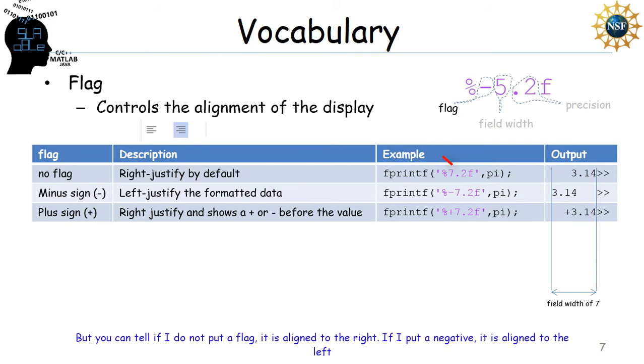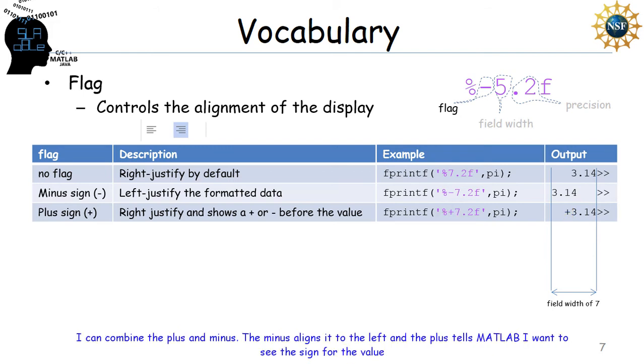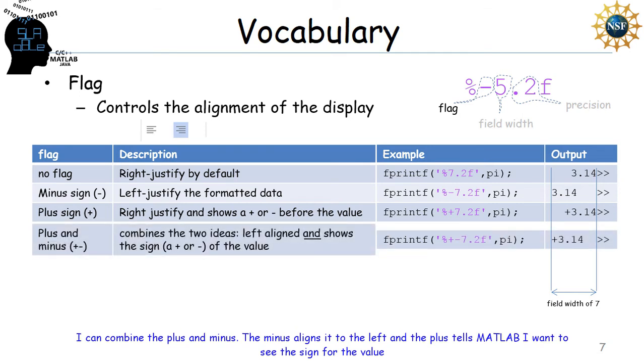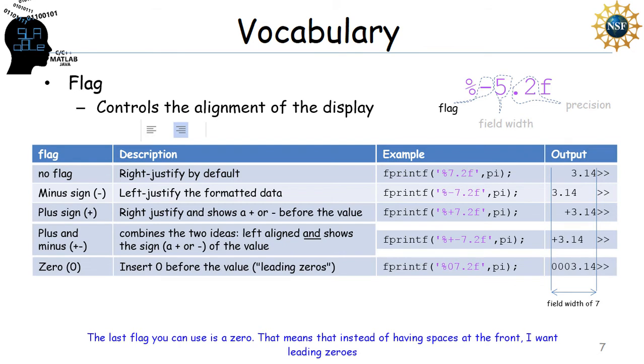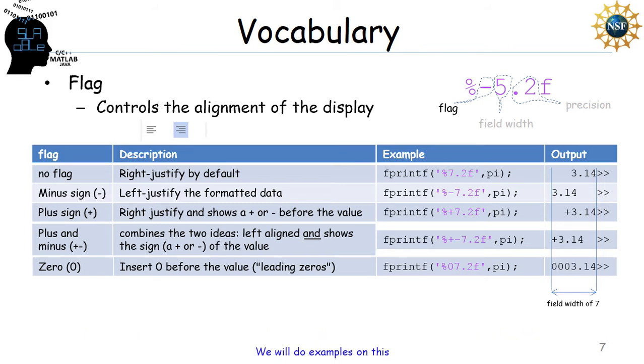But you can tell that if I don't put a flag, it's aligned to the right. If I put a negative, it's aligned to the left. If I put a positive, I'm not actually controlling the alignment, but I'm saying I want this symbol, plus or minus, to show up. Now I can combine the plus and the minus. The minus aligns to the left, and the plus tells MATLAB I want to see what sign the value is. Why not? I'll show an example. It's actually useful. The last flag you can use is a 0. 0, 7. That means that all the spaces in front, instead of having spaces, I want leading zeros. And again, we'll do an example on that.